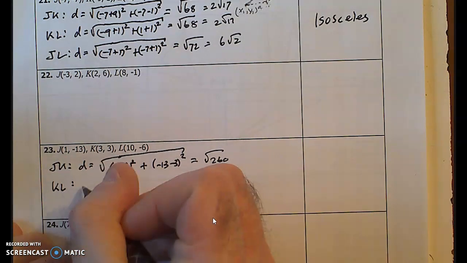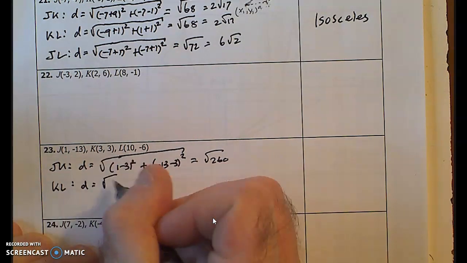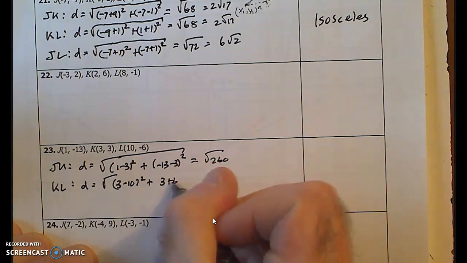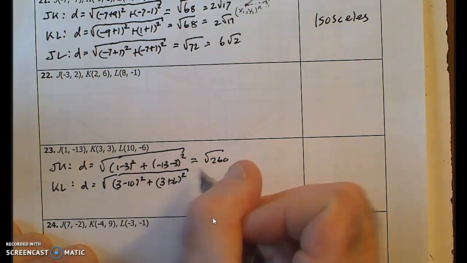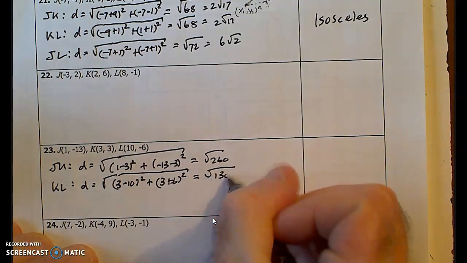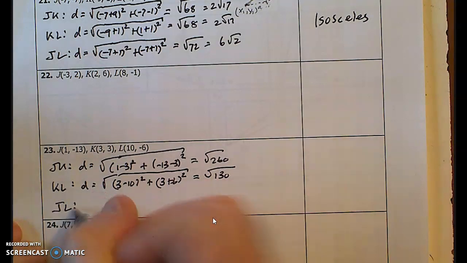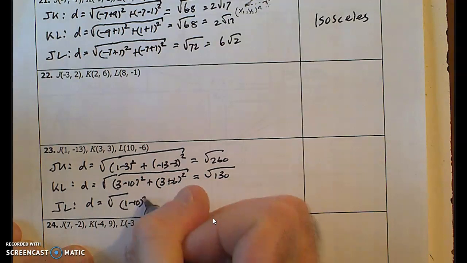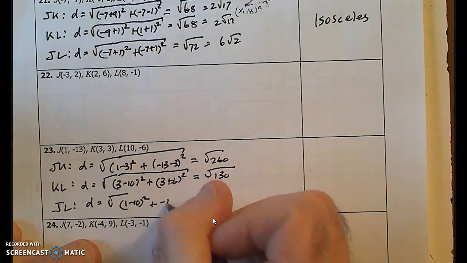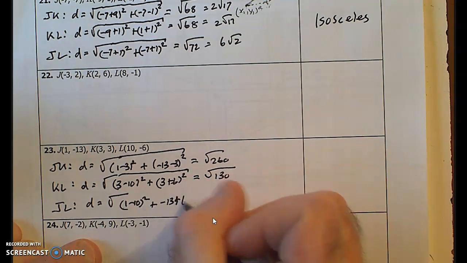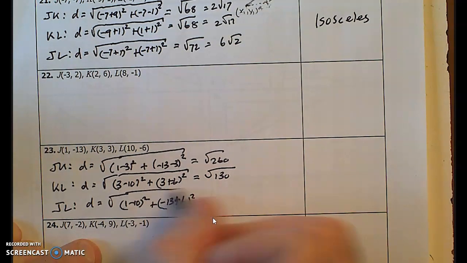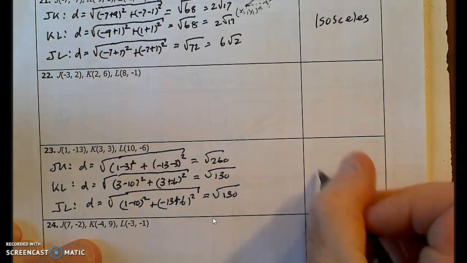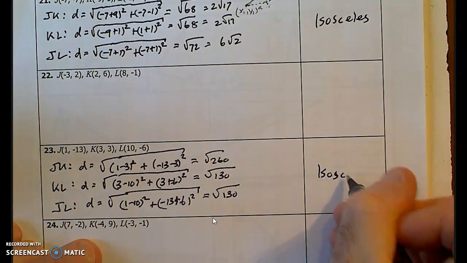KL, distance is 3 minus 10 squared plus 3 plus 6 squared is the square root of 130. And JL, the distance from J to L, is the square root of 1 minus 10 squared plus negative 13 plus 6 squared equals the square root of 130. Again, we see the two of them are the same, so it's going to be isosceles.